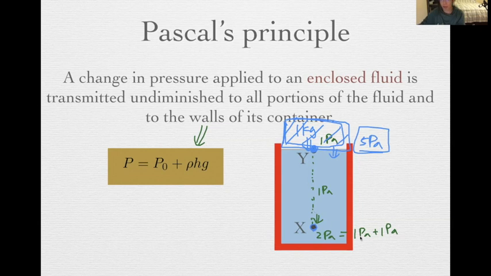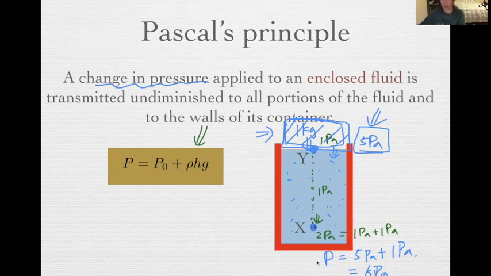So this X point, based on this equation, is basically whatever pressure it is at Y, which is 5 now, plus the difference in between, which is 1. So the pressure down here will be 6 Pascal. That's the meaning of this. A change in the pressure, like from 1 Pascal to 5 Pascal in this case, will apply to all portions of the fluid. Every point, every single molecule in this fluid, even though it's not directly in contact with this mass object, will still feel that pressure, which is described by this equation.